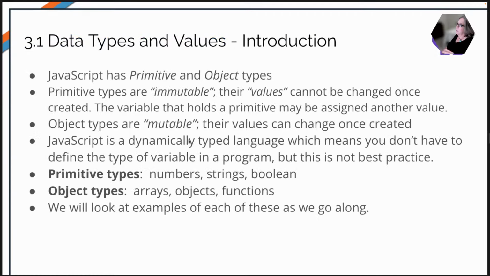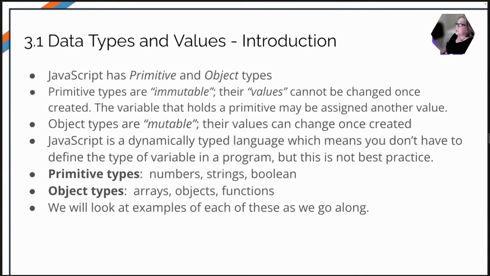Let's move on. All right, so we're going to start with data types and values. This is our intro to this part. JavaScript has what are called primitive and object types. Primitive types are immutable, which a lot of people haven't heard before. Immutable means that it can't change. So when I say that a type is immutable, I don't mean that once you say that my name equals Bob, you could never change that.